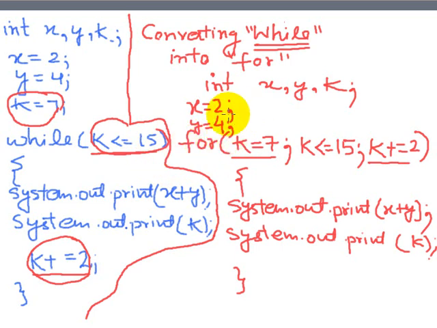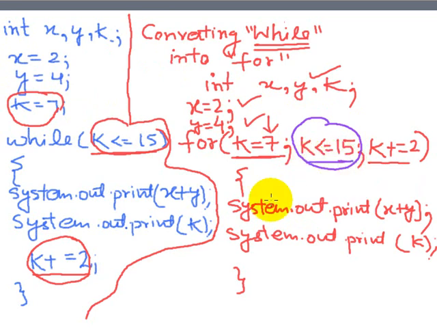So in this for loop, how will it be executed? First of all, three variables will be declared. Some memory space for x, y, and k variables will be reserved by the system. Then 2 is assigned to x, 4 is assigned to y, then 7 is assigned to k. This is the initialization part here. Okay, then it will check for the condition, that is k is less than or equal to 15. This is the testing expression.